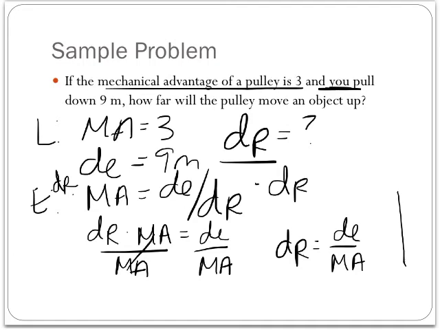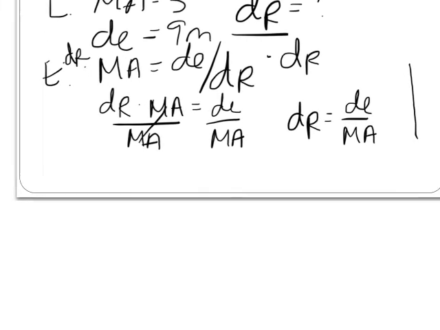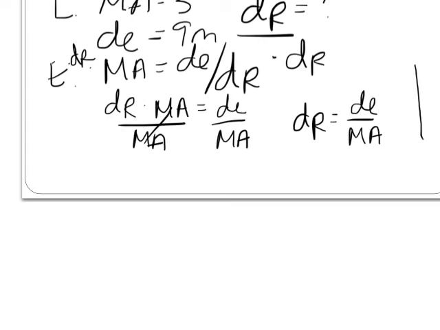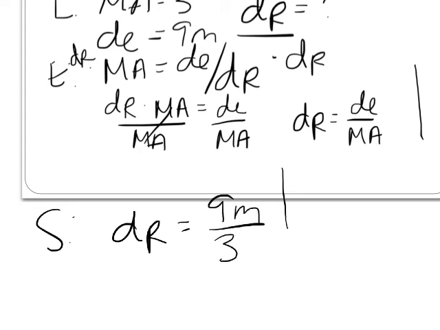Alright. So using that, we're going to plug in our numbers. So let's make a little bit more room so we can do this. We're going to take our information from up above. We know that DE was 9 meters. Our mechanical advantage was 3. And that's going to give us 3 meters is our DR. Okay?